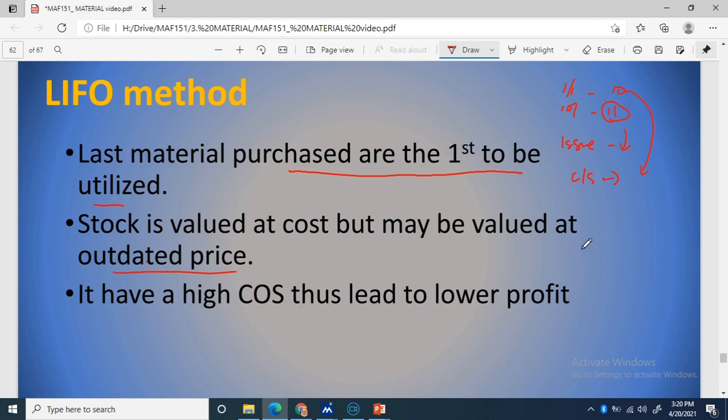So as we said just now, sales minus cost of sales. Cost of sales consists of opening stock plus purchases minus closing stock. When your closing stock is lower, what will happen to your cost of sales? Cost of sales will be higher. Sales does not change, minus the higher cost of sales, so the profit will be lower. This is in the case when your price keeps increasing.